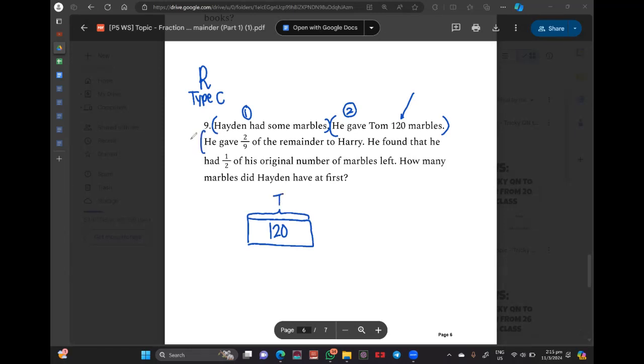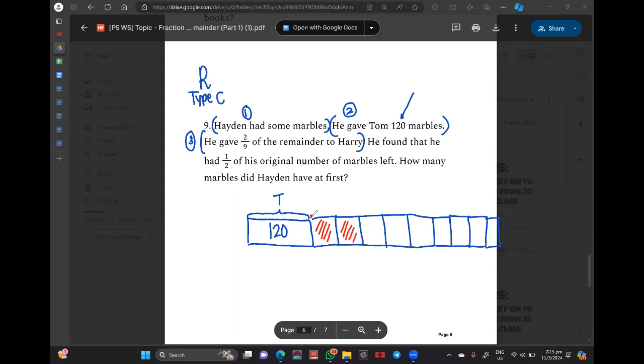Make sense? Yeah. Now, in sentence number 3, it says what? He gave what of the remainder to Harry? 2 out of 9. Okay. So what are we going to do? How many units am I going to draw? Ria? 9. 1, 2, 3, 4, 5, 6, 7, 8, 9. Am I making sense? How many units am I going to shade? 2 units. 1, 2. Am I making sense? And this is for who? Harry. Very good.